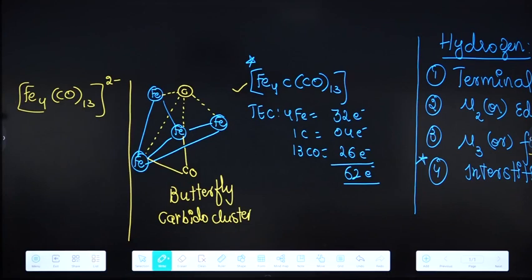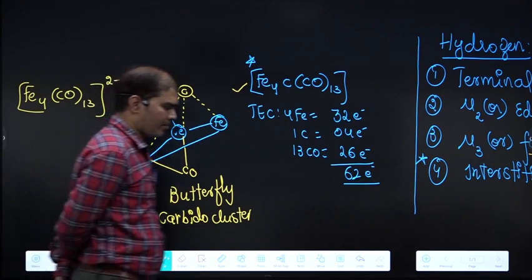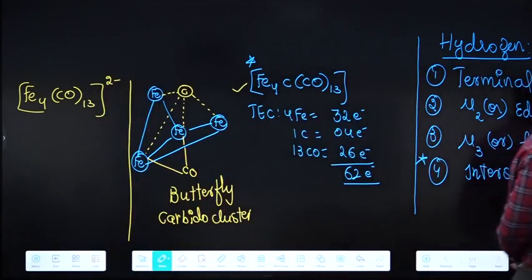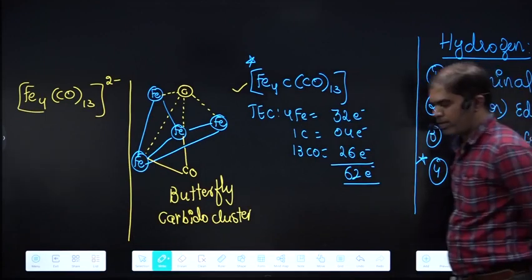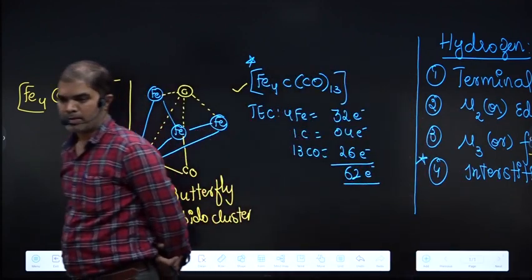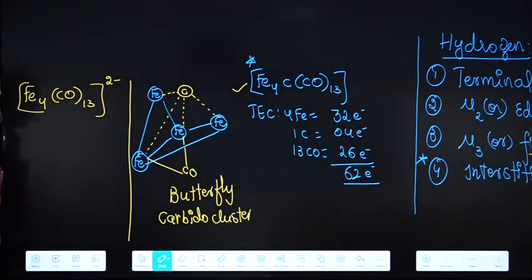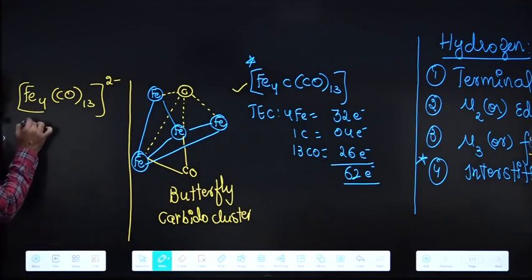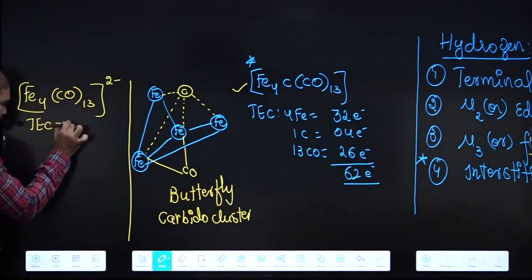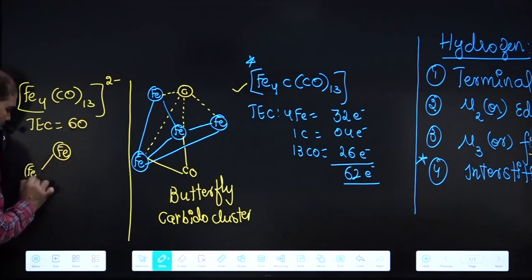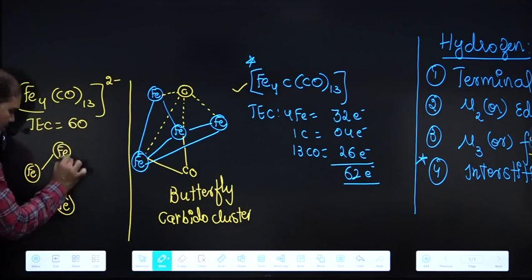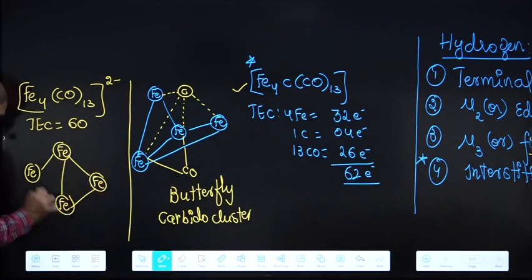Next example, Fe4CO13 2-. How many electron system is it? Total electron count 60. So 60 means what should be the geometry? Geometry should be tetrahedral. Total electron count is 60. Geometry is tetrahedral.